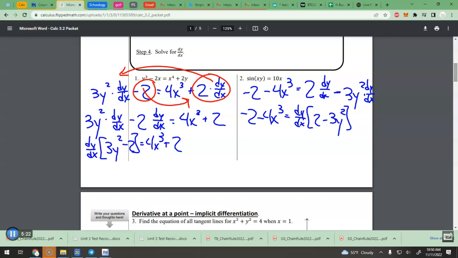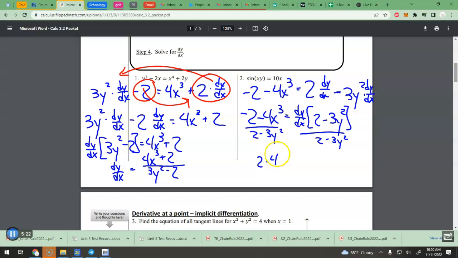Slower. And then divide, right? So dy/dx, if I want that by itself, would be 4x to the third plus 2 over 3y squared minus 2. You guys agree with that? Are you getting the same thing? We're okay there? Well, if I do it here, divide by 2 minus 3y squared, I'll get negative 2 minus 4x to the third over 2 minus 3y squared. So what I want you to see is that those are the exact same answer. It just depends which side you put your dy/dx's on.